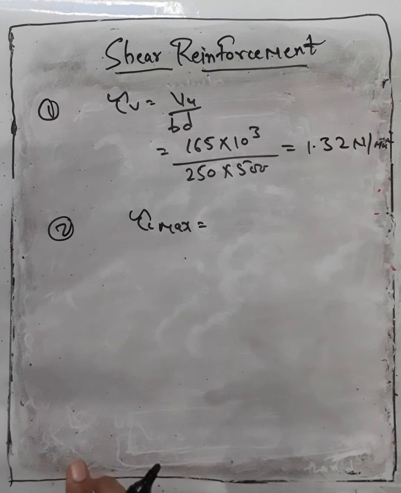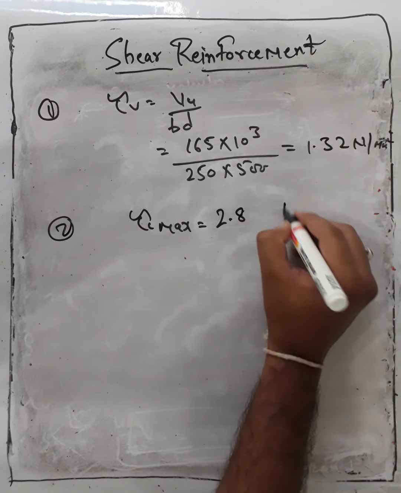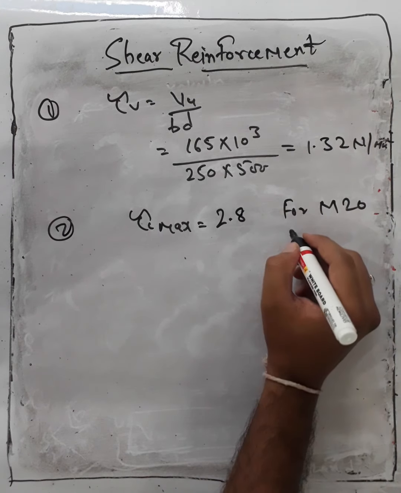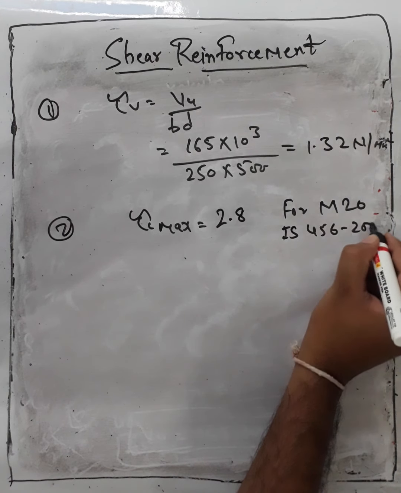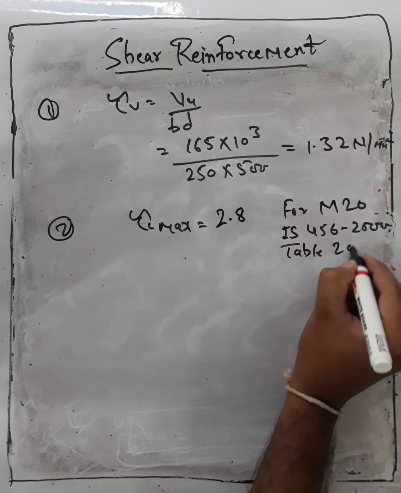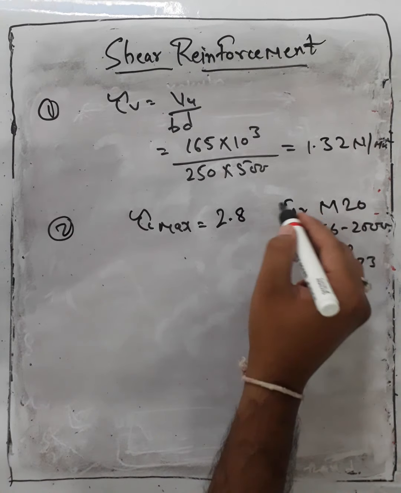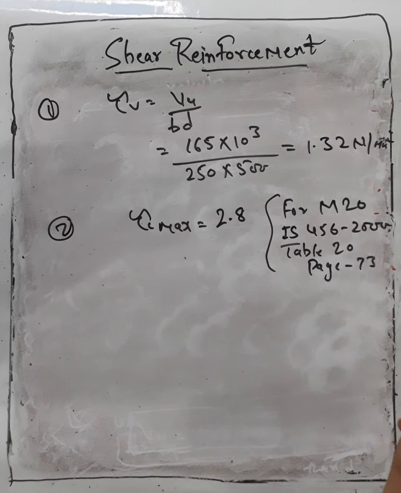Again, for M20 the value of tau c max is 2.8. You have mentioned here the IS code when you use a table from the IS code. So here we use IS 456 2000 code, Table number 20, page number 73. You have to write this again and again whenever you use IS 456 2000 or any clause given in IS 456 2000.